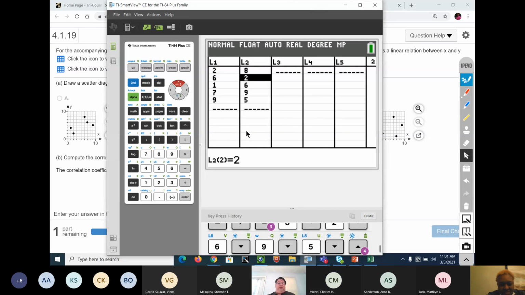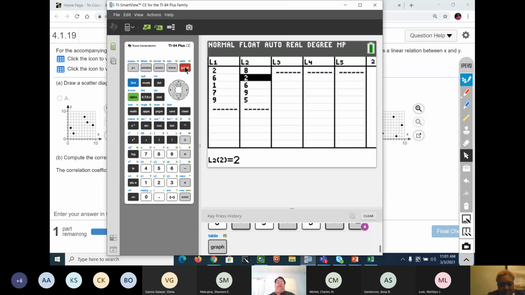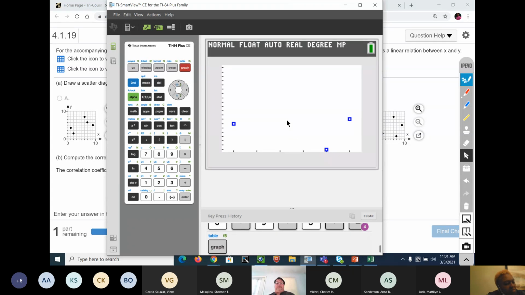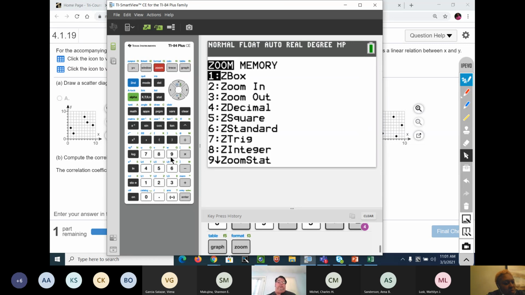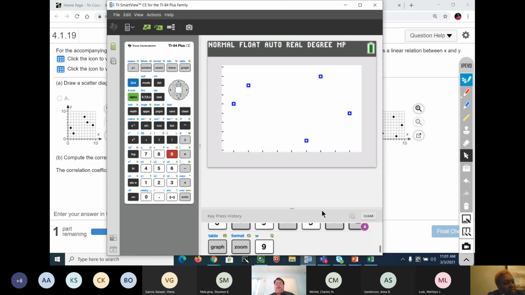All right, let's go to stat. Let's go to plot it. Hit graph. You can bypass the going second. You can just hit graph and hit zoom 9. All right, it looks like a big circle. It's a circle. You hit stat. Hit graph, and then hit zoom 9.